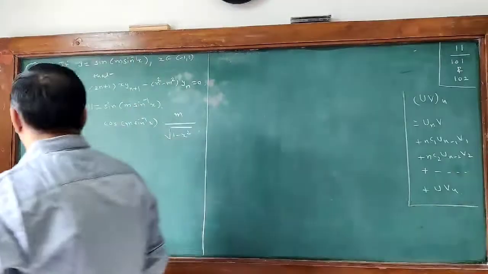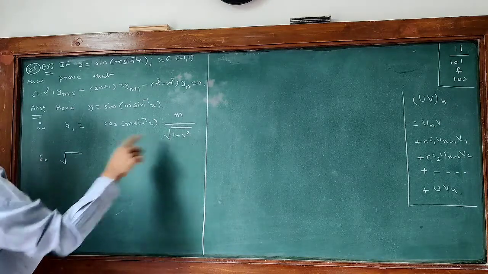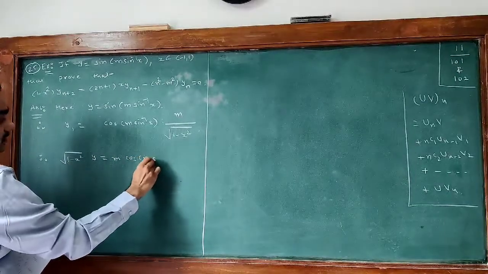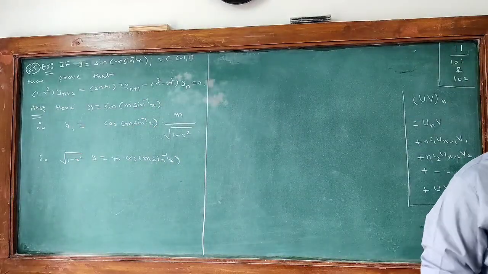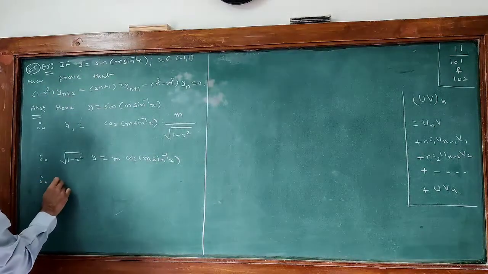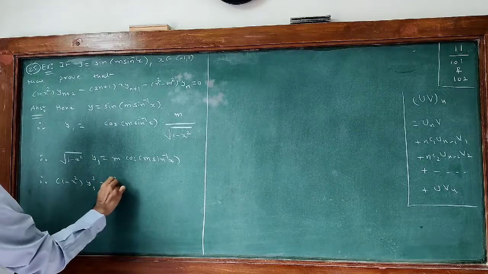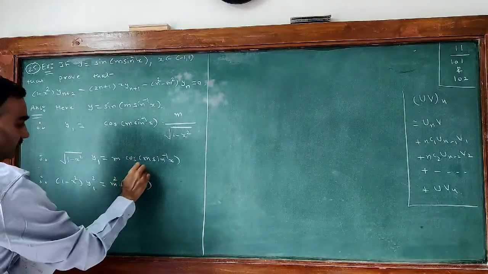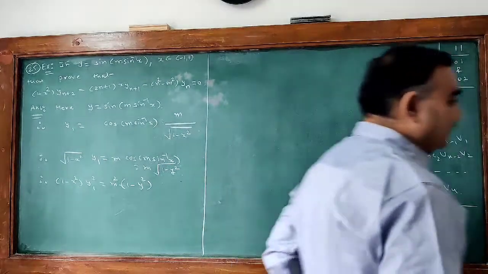So, no square root, no denominator. Squaring both the sides, actually this is equal to m square root of 1 minus sin square, so you may write directly 1 minus y square.